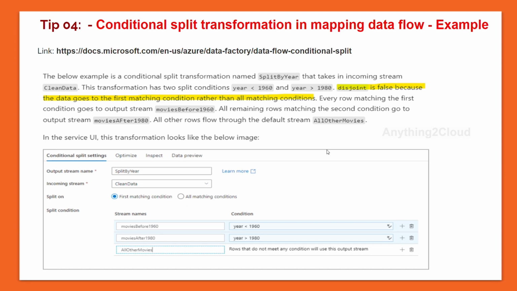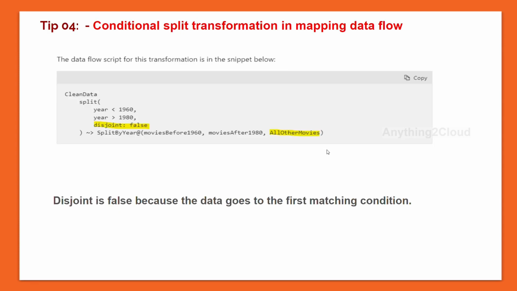How is this going to be represented in the code snippet? Let's see that. This is how it's going to show up in the code snippet. It's going to have clean data and split. Whatever splits you have, all the splits come at the top: year less than 1960 and year greater than 1980. If you have three different domains, then all the domains will come on the top, and next you will have the split by year.